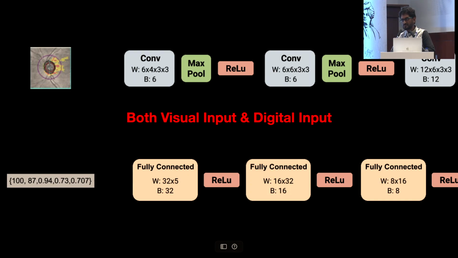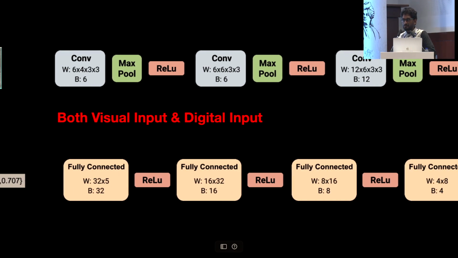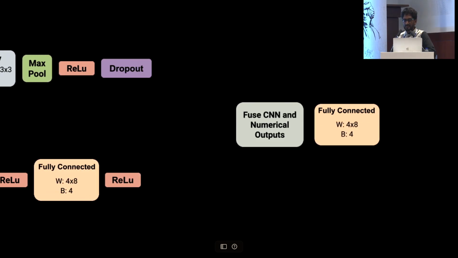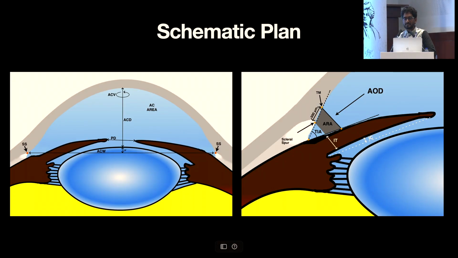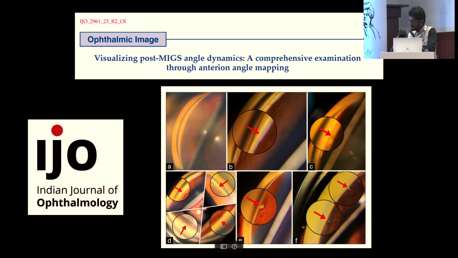Me being a glaucoma person, I am pushing myself more into glaucoma per se. So how we can diagnose, not only diagnose, but also grade the glaucoma as severe or moderate, as well as differentiate the glaucoma with the anterior segment modules. And this is the study that I was talking about, which is due for publication in IJO.